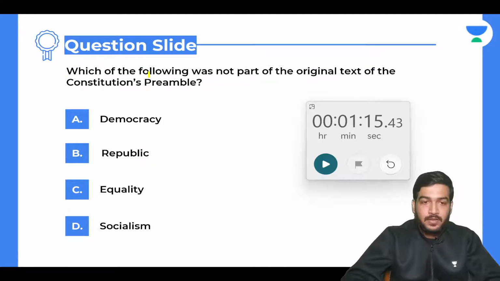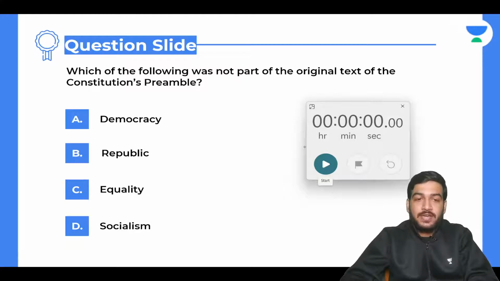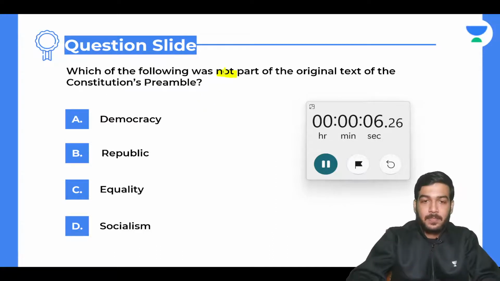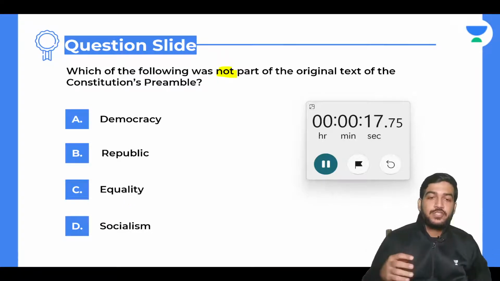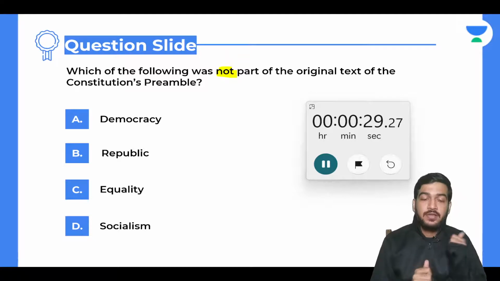All right, then next, which of the following was not part of the original text of India's Constitution's preamble? Which of the following words was not part? Was it A, democracy, B, republic, C, equality or D, socialism? Which of the following was not part of India's preamble originally, that is when it was adopted for the first time in 1950?